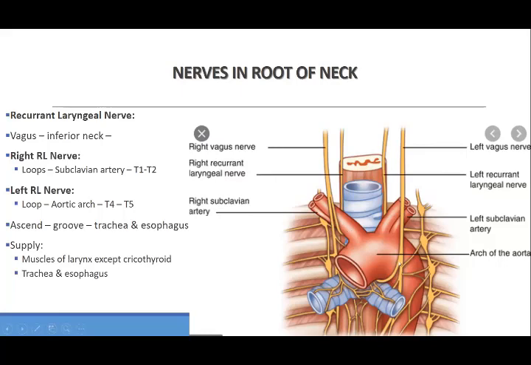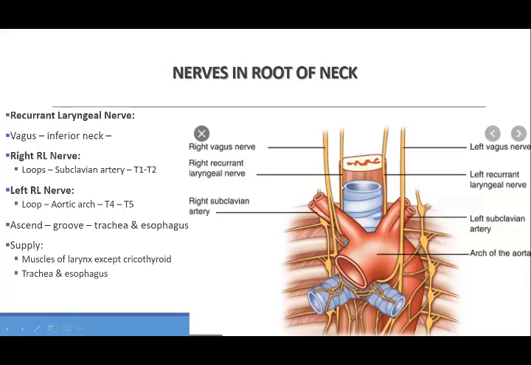Now, in both cases, once they hook around their own blood vessels, the subclavian on the right side and the arch of aorta on the left side, the two recurrent laryngeal nerves then pass in the groove between the trachea and esophagus. This is the esophagus, this is the trachea. On both sides the recurrent laryngeal nerve lies in the tracheoesophageal groove. This is extremely important because that is the point where you locate the recurrent laryngeal nerve.